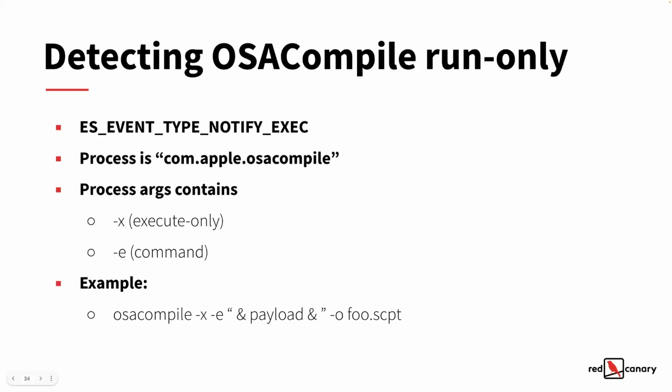So, over to the next detection. Here we're going to be detecting osacompile as run-only. This is essentially looking for the execution of osacompile with the -x argument, which is an indication that the AppleScript or JXA is being compiled as run-only. We've seen that with XCSSET. You can also add additional criteria for this detection, looking for the -e argument and potentially a payload being specified as well.